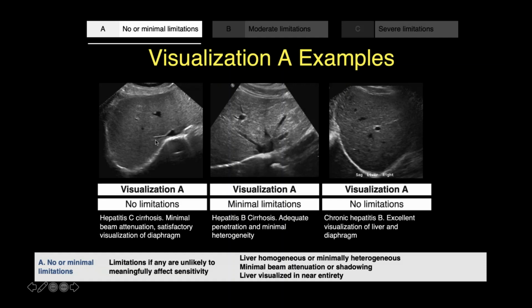The first is a patient with Hep C cirrhosis. Although there's a little bit of beam attenuation, if any, we see very good visualization of the diaphragm and the majority of the liver. So we give that visualization A.